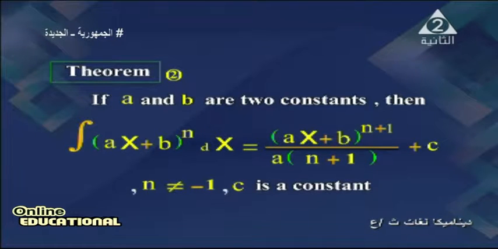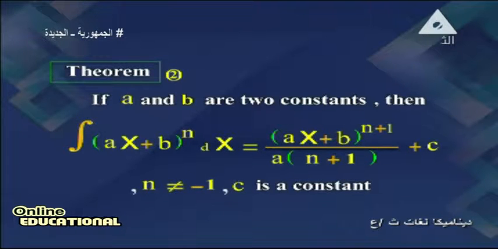In theorem 2, we have a bracket ax plus b all to the power n, and we note that x is to the power 1, x of the first degree. Then we add 1 to the power n, then the new power equals n plus 1, and we divide it by the new power.